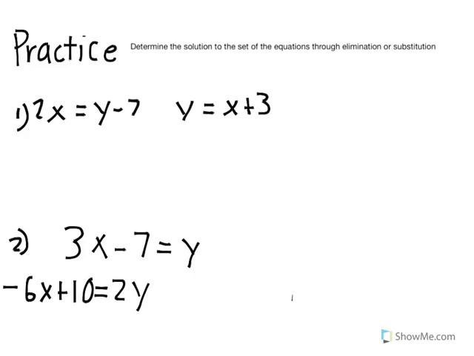Okay, here's some practice problems. Pause the video now to go over the practice problems, and then unpause the video to get the answers. In these practice problems, you're going to determine the solution to the set of equations by using elimination or substitution. Pausing the video now.